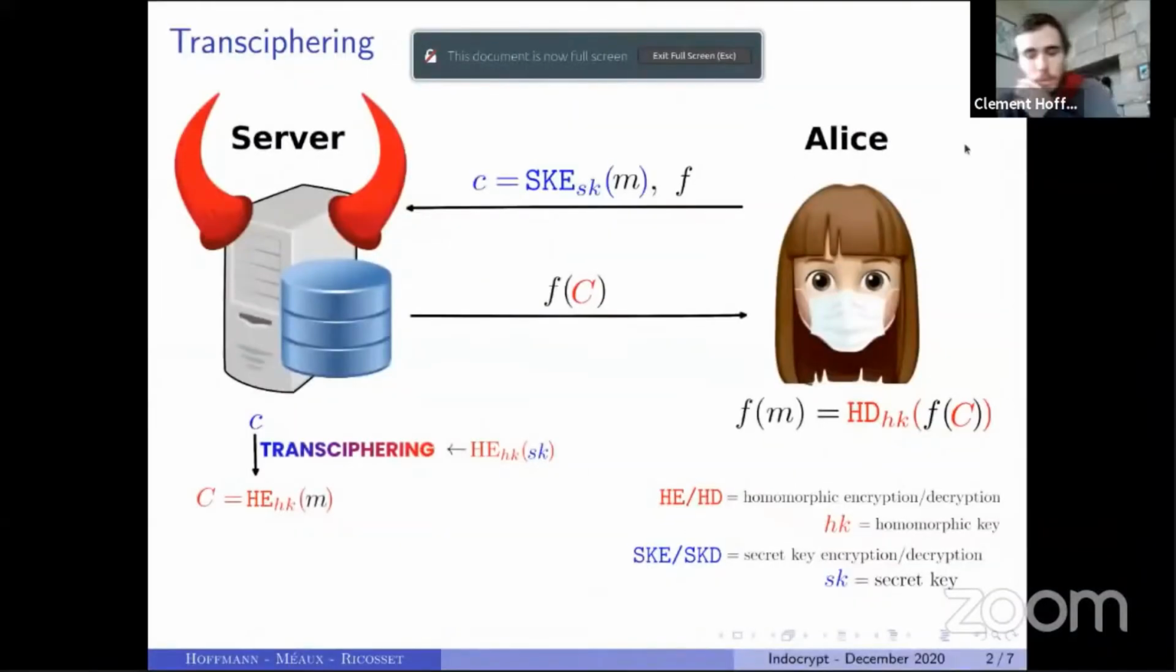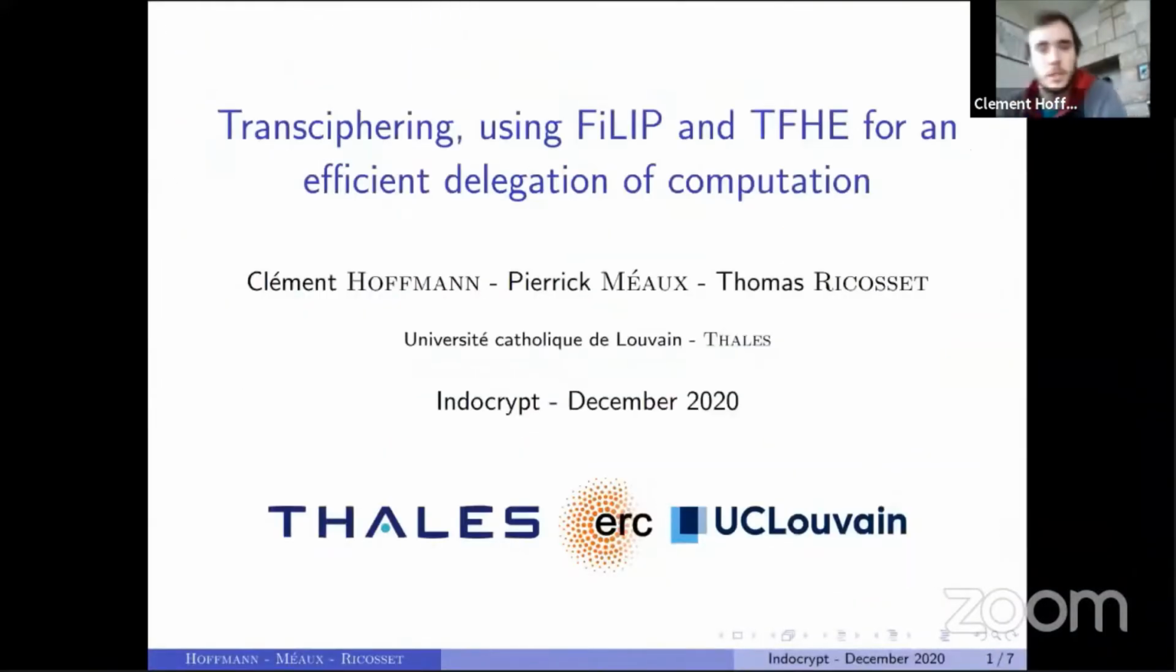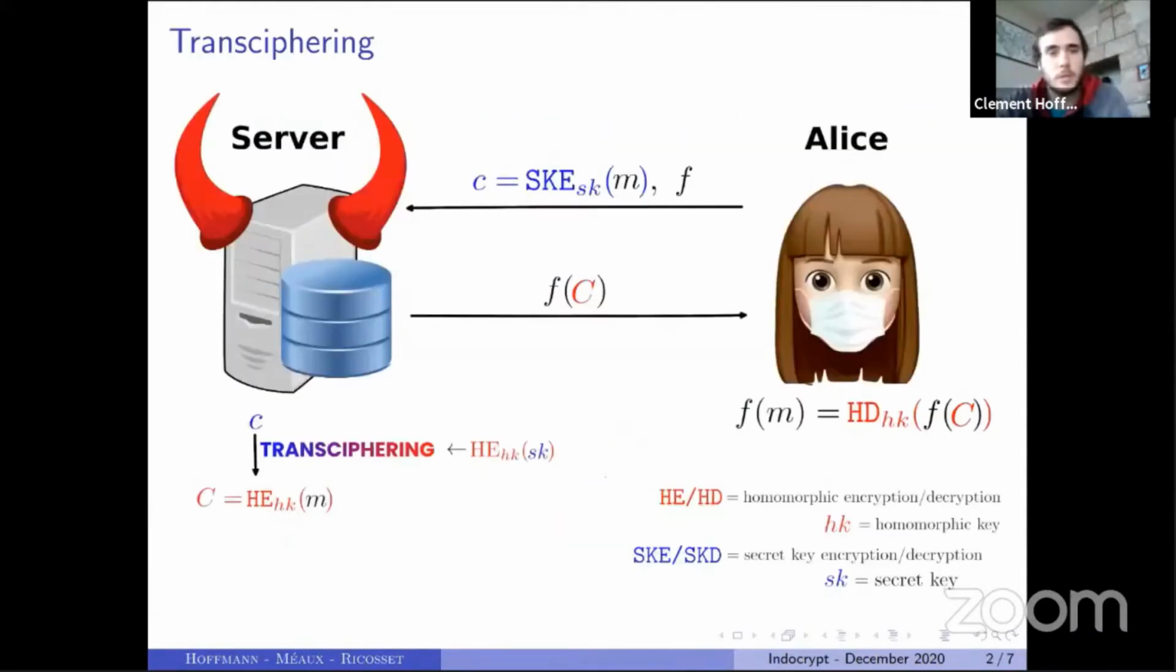So hi everyone, thanks for being here for the presentation of the article. We worked with Thomas Ricosset from Thales and Pierre Meo from l'Université Catholique de Louvain. Our article is an implementation of a transciphering using the homomorphic scheme TFHE and the symmetric stream cipher Philip. So first question, what is transciphering? Transciphering is a protocol that allows to bypass some of the issues of homomorphic encryption.